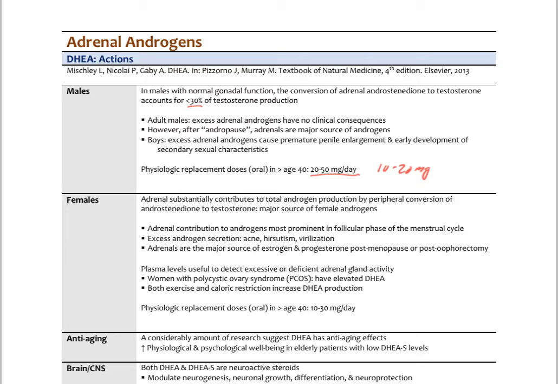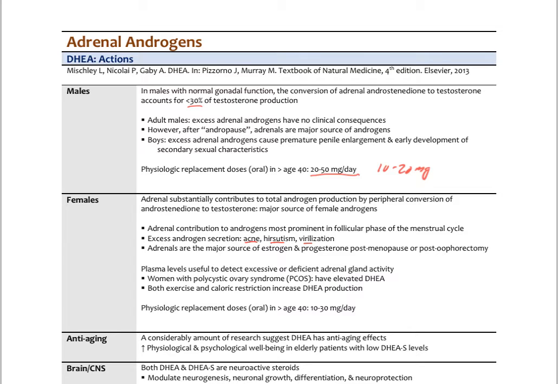In females, DHEA is probably the primary androgen, and then via peripheral conversion into androstenedione and testosterone, this contributes the major source of female androgens. Premenopausally, most DHEA is released during the follicular phase of the menstrual cycle. So it contributes to androgen production then. And then if we have excess androgen secretion, we see that, for example, in PCOS, we have acne, hirsutism, or other signs of virilization.